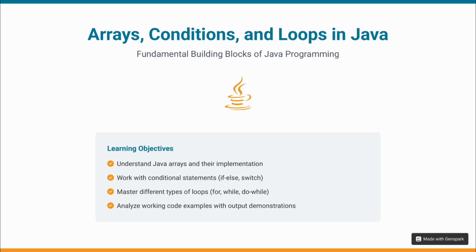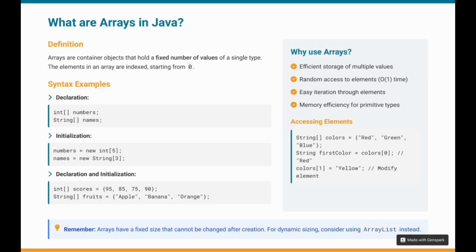Let's begin with arrays. Arrays in Java are like containers that hold a fixed number of values of the same type. A string array can store names. The index always starts from 0. Arrays are useful because they provide efficient storage, fast random access, and easy iteration. One key point to remember: arrays have a fixed size, so if you need dynamic storage, you should use ArrayList.